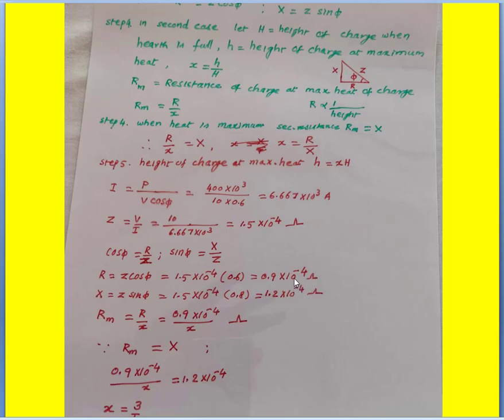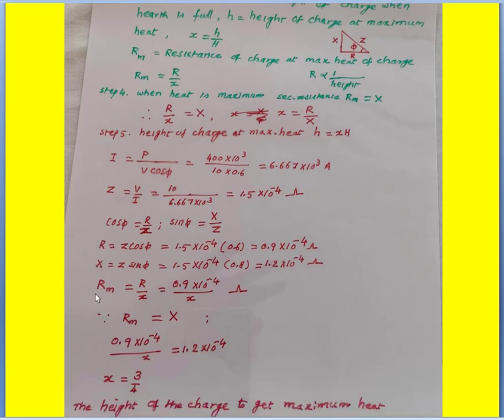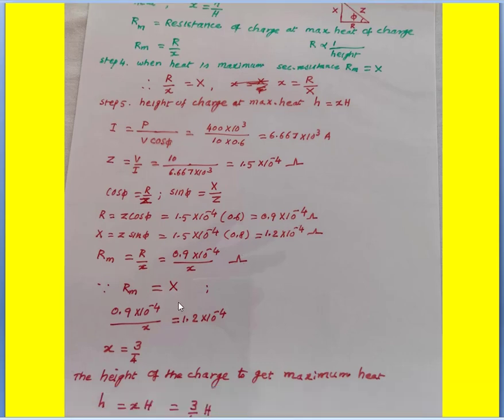So if you look at this, for the equivalent circuit of the furnace, the reactance is more than the resistance. So then we know what is the charge resistance corresponding to the maximum heat received. That is capital R divided by X. Capital R just now we calculated. So 0.9 into 10 power minus 4 divided by X ohms. So we know what is Rm, that is nothing but capital X. So capital X, just now we calculated, is 1.2 into 10 power minus 4 ohms.